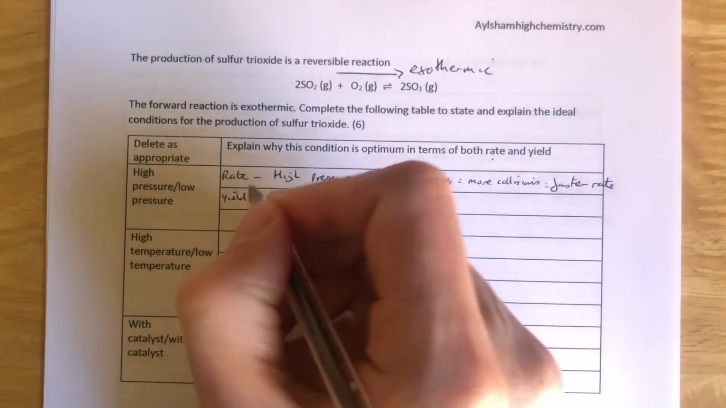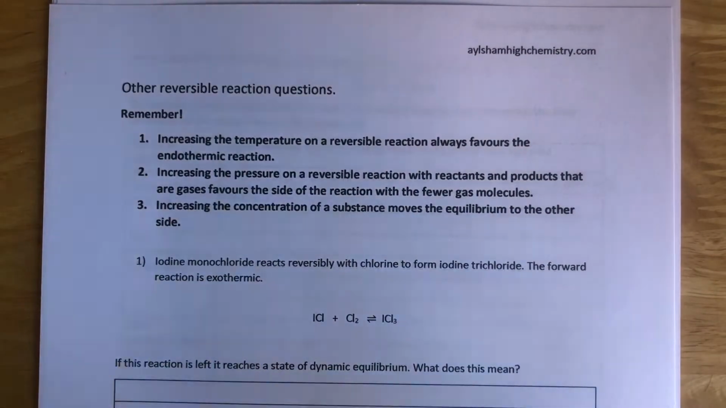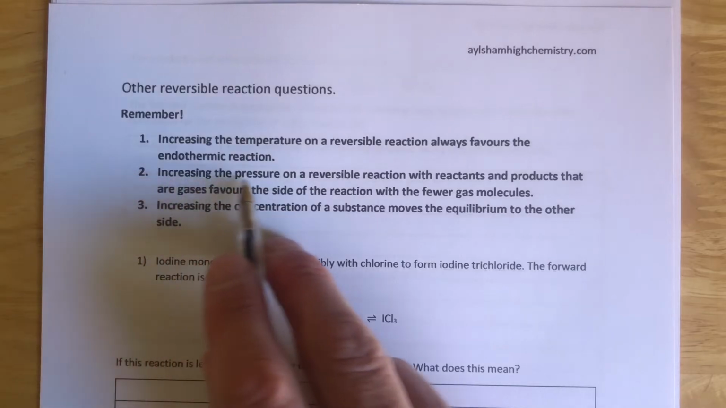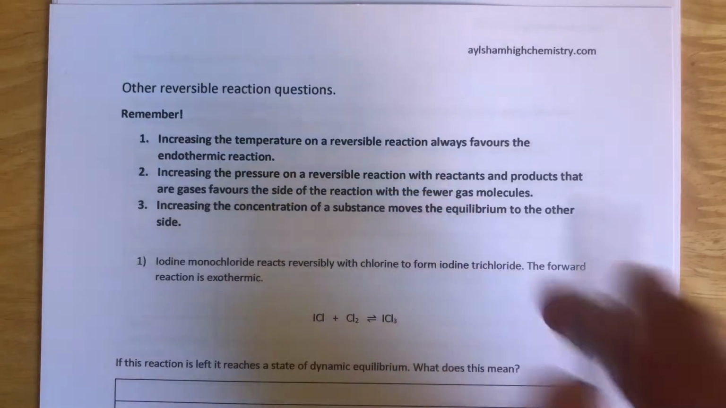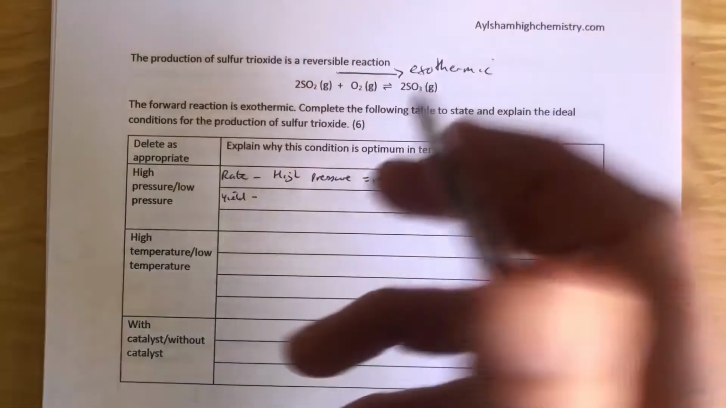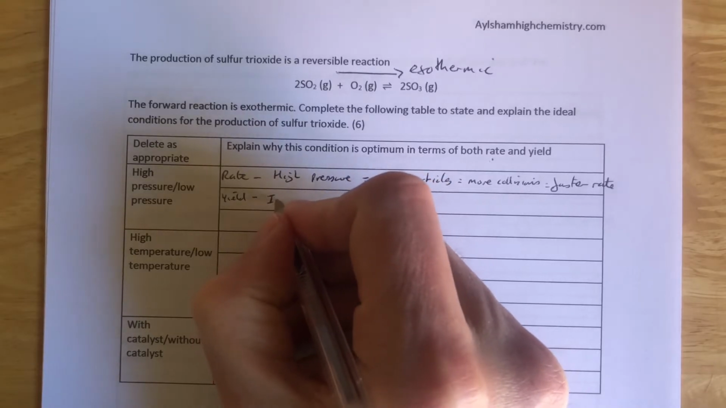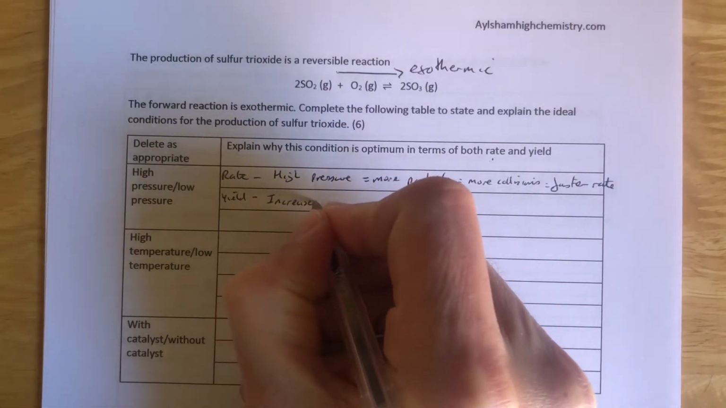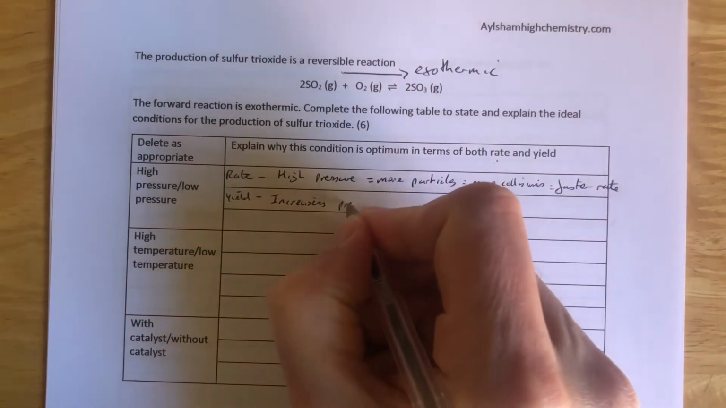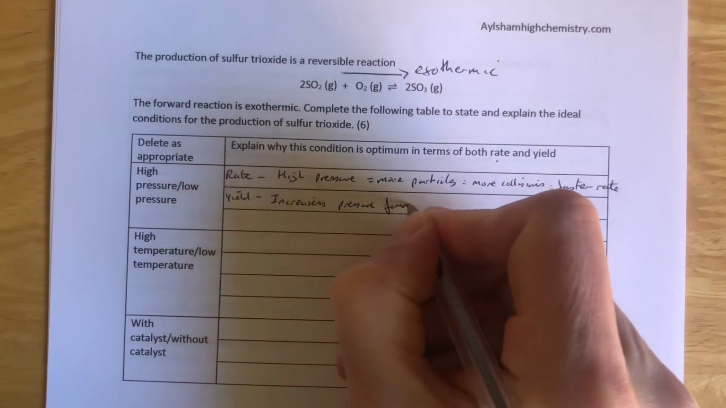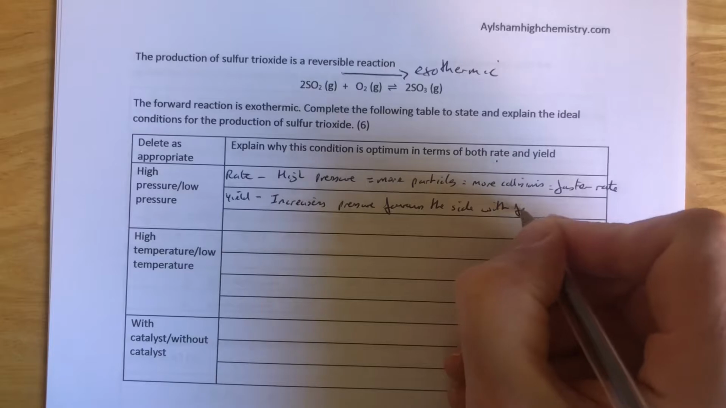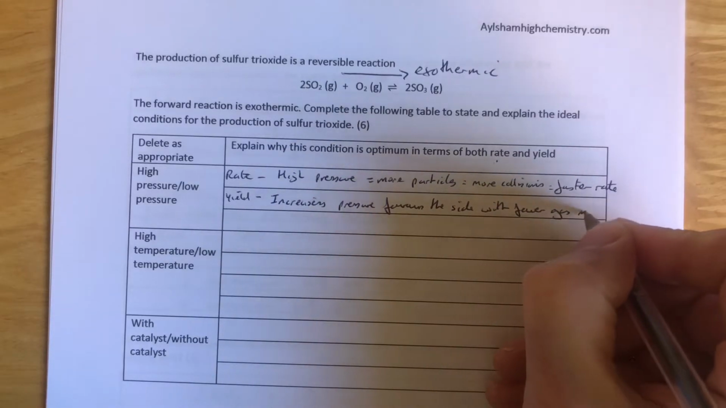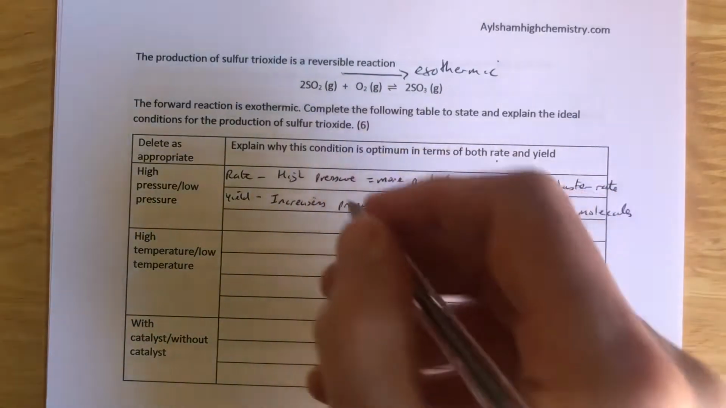Now for the yield, there's 3 rules you have to remember. One for pressure, one for temperature, and one for concentration. So rule number 2 here: increasing the pressure on a reversible reaction favours the side of the reaction with fewer gas molecules. So let's write that out before we go any further. Okay, we've just got to learn those rules and then write them out when we talk about them. Increasing pressure favours the side with fewer gas molecules. Okay, so we need to count the molecules.